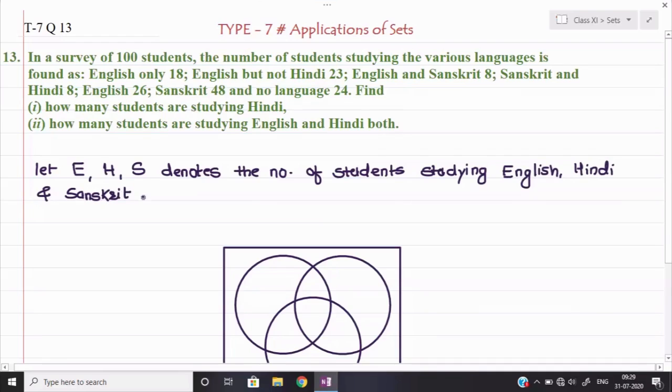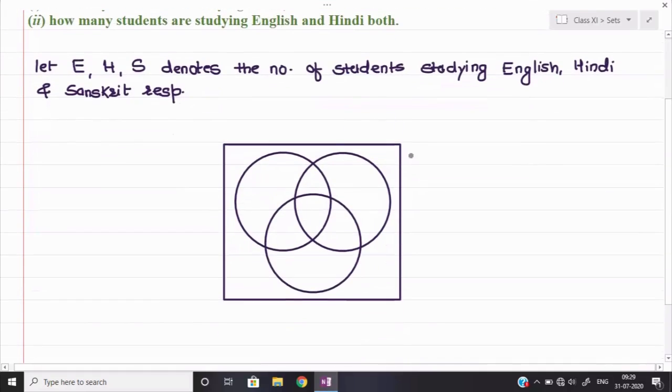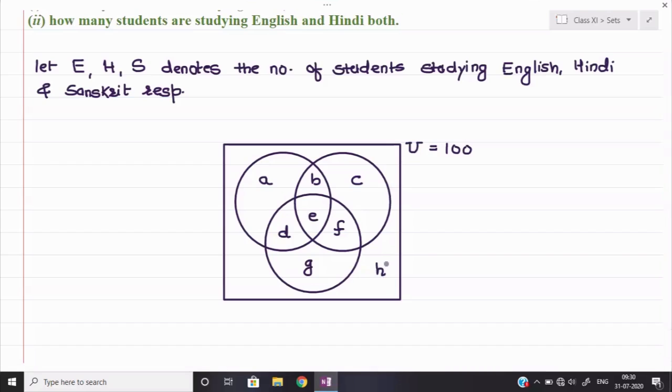Now these symbols are required because you are using them in the whole question, so it is better you define them in the beginning only. As I have told you, the universal set is given here as 100, so I will mention the value of U is equal to 100. As usual, as I have taken last time, I will take some symbols here: A, B, C, then this is my D, E, F, and this one is G, and one more I will take outside the circles, that is H. H is here neither A nor B nor C.